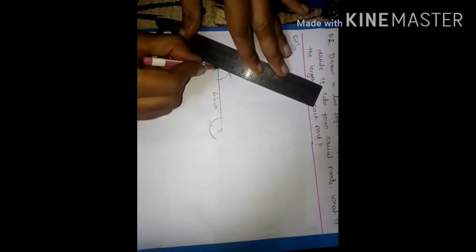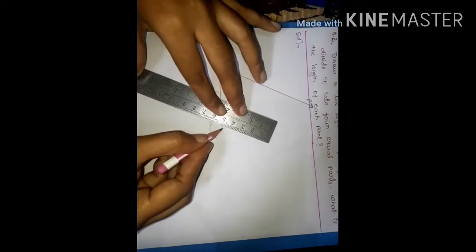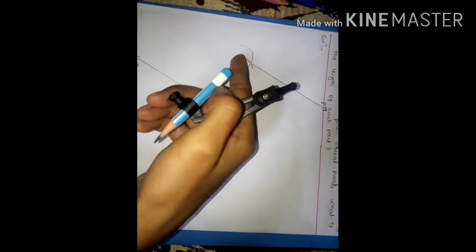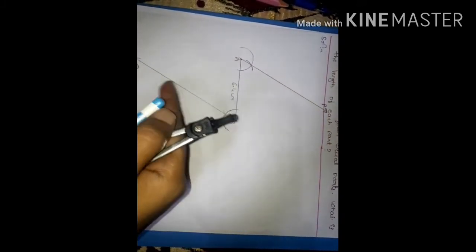Now draw a line through this arc and give the name P, AP. Similarly, opposite to AP, draw one more line. Give it the name BQ. The next step, you have to divide AP and BQ into equal parts.